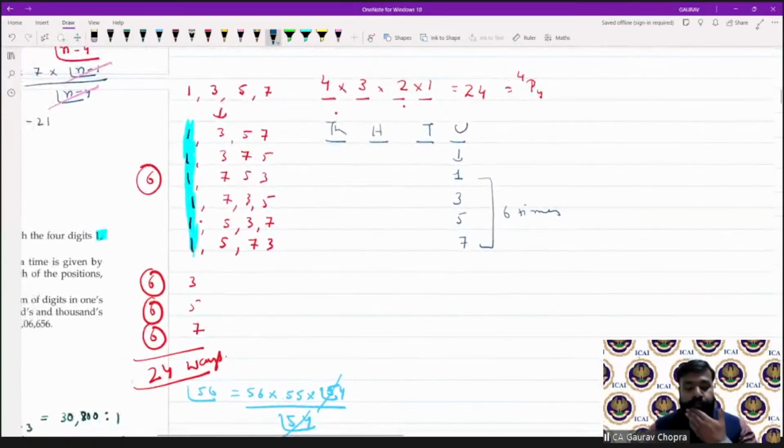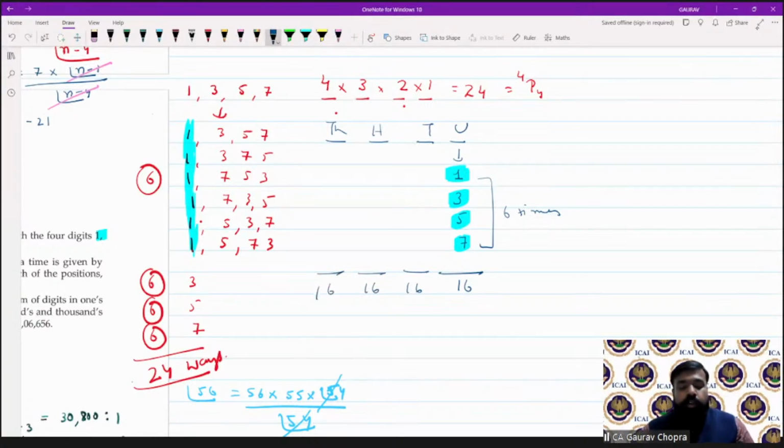Now how to add them? First of all, let us add all these figures, 1, 3, 5, 7. 1 plus 3 is 4, 4 plus 5 is 9, 9 plus 7 is 16. The total is 16, and at each and every place it will be 16. But we have to find the sum. So at the units place, we multiply 16 with 1. At the tens place, 16 with 10. At the hundreds place, 16 with 100. And for the thousands place, 16 with 1000.